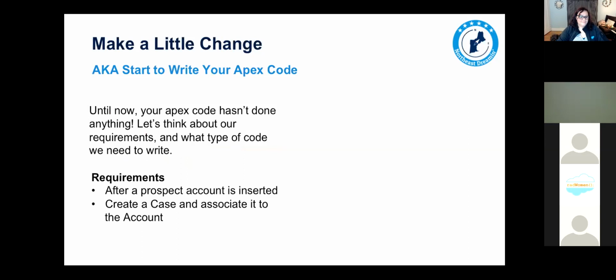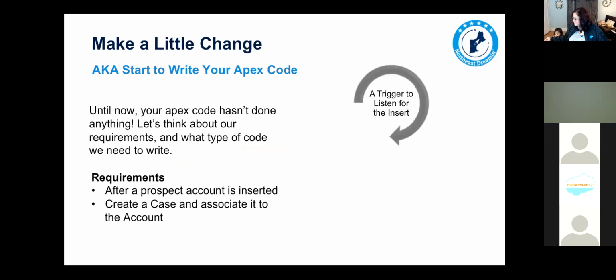So the first thing that we do is think back to our requirements, right? We've written our test. What kind of business logic, what kind of code do we actually need to write in order to meet the requirement of, after a prospect account is inserted, create a case and associate it to that account? And again, I know you guys probably haven't covered a lot of this, but thinking through some of the things we're going to cover tonight, probably after I hop off, might make a little more sense.